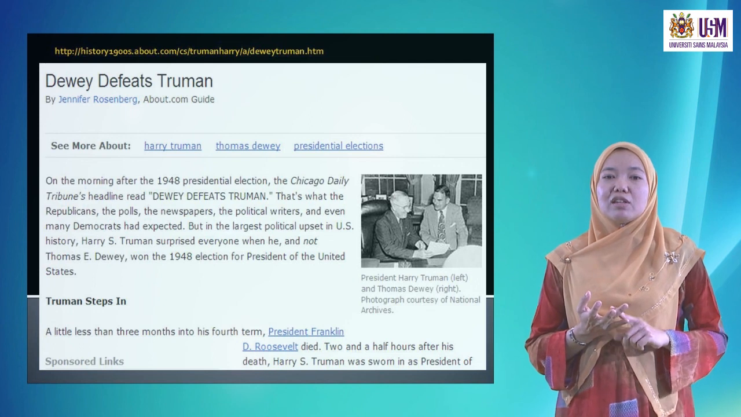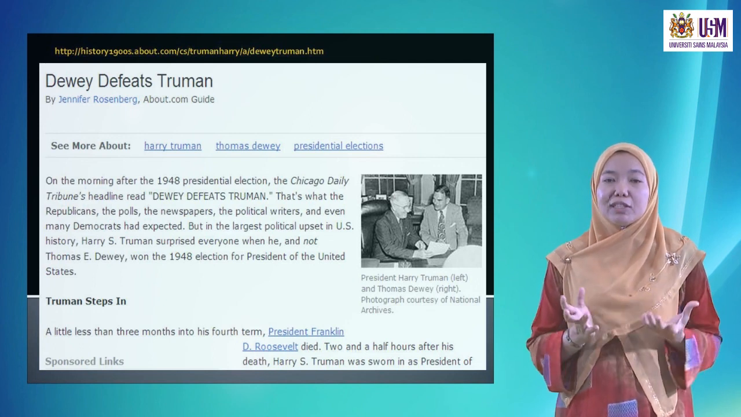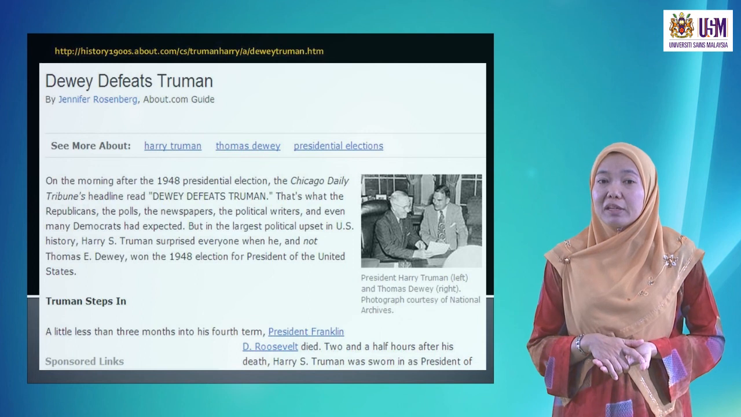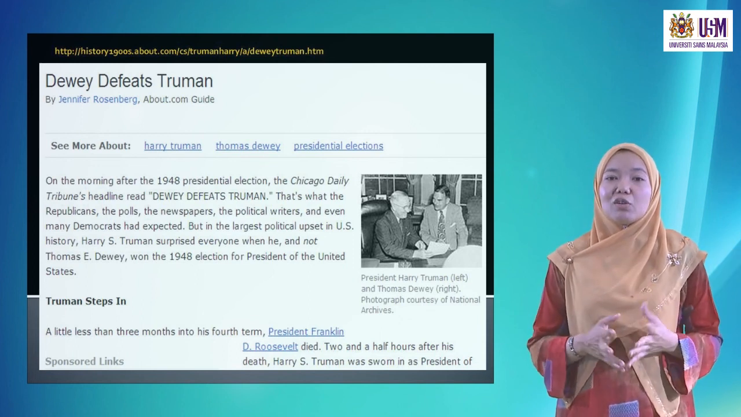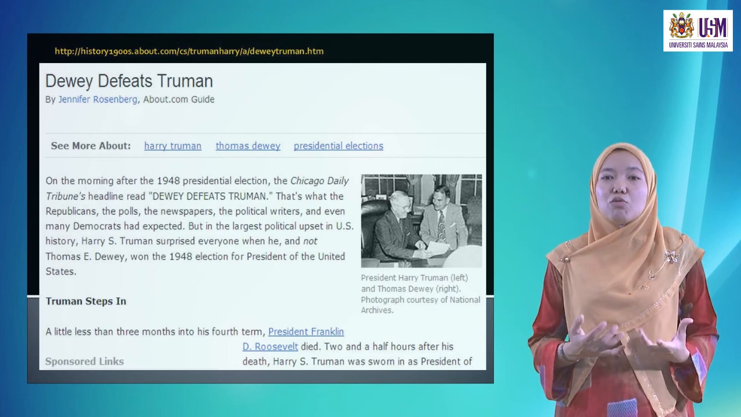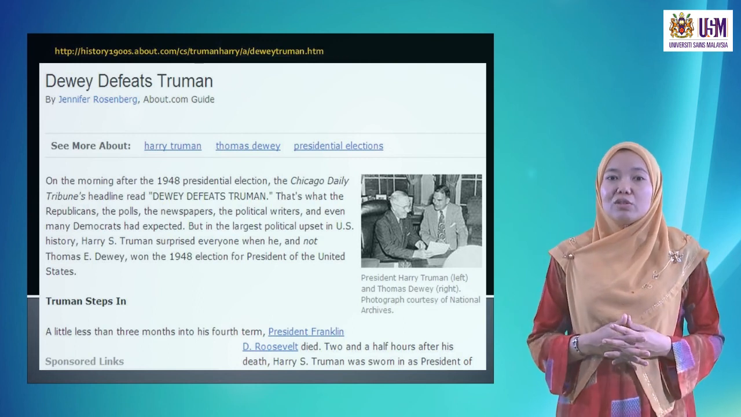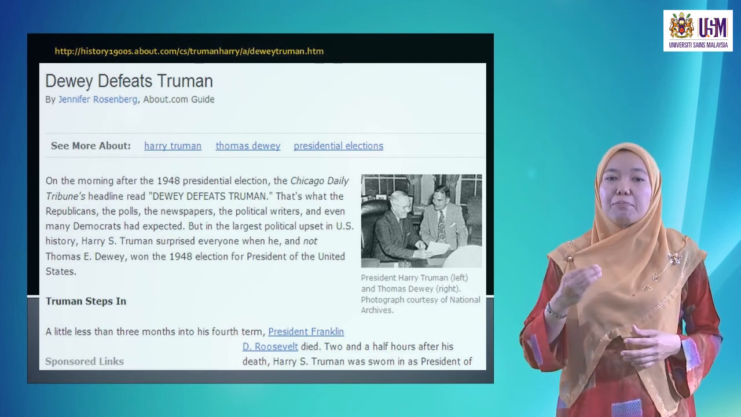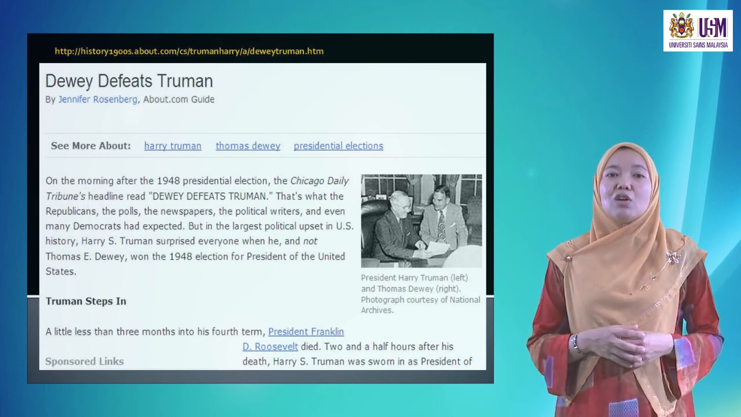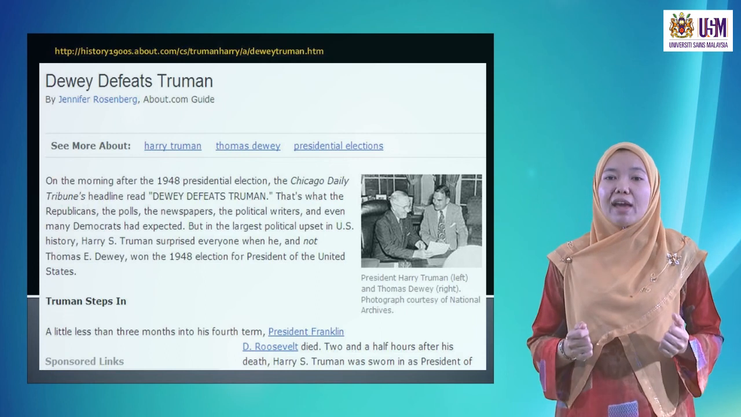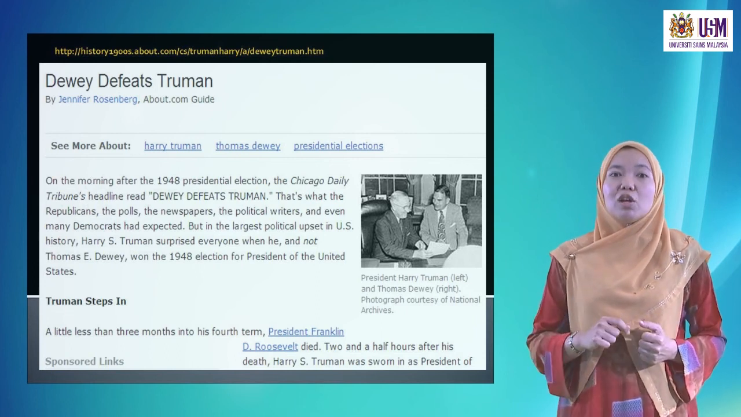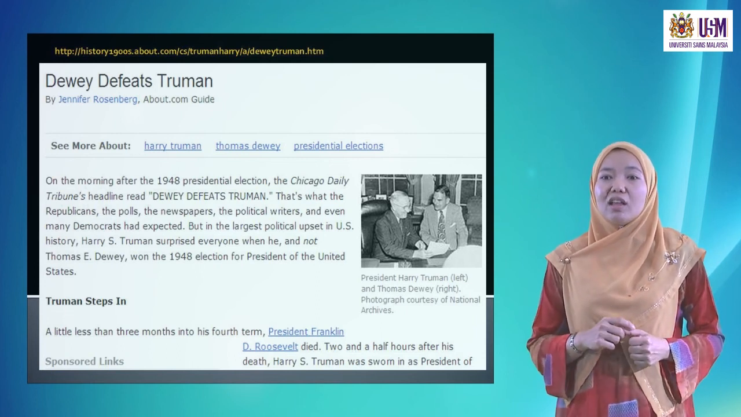You must remember, when we talk about newspapers, they print in the middle of the night, and they expect that when we wake up in the morning, we read today's news. So they need to make a prediction of who will win the election. In this case, they predicted Dewey would defeat Truman. But in actual fact, what happened is the other way around. Truman is actually the winner.